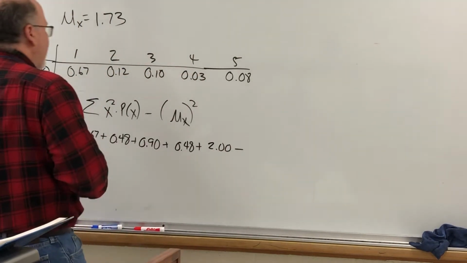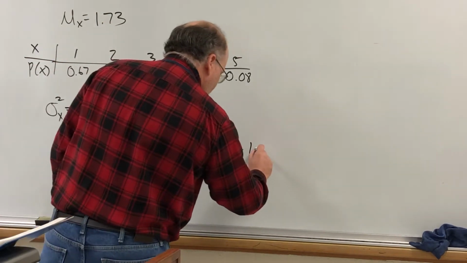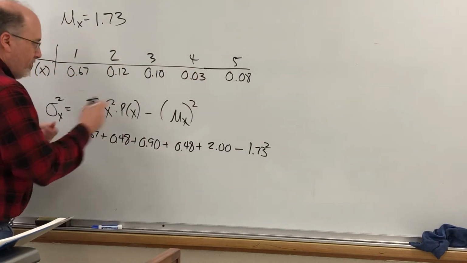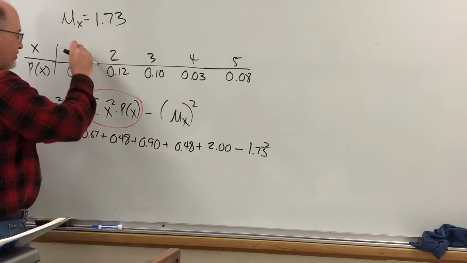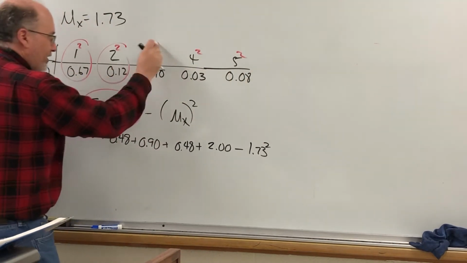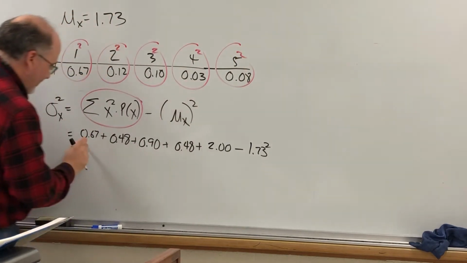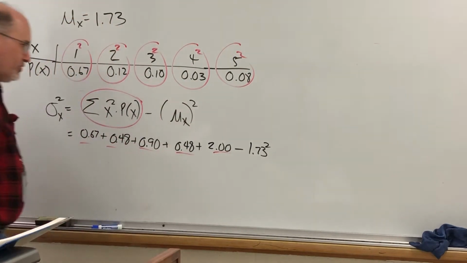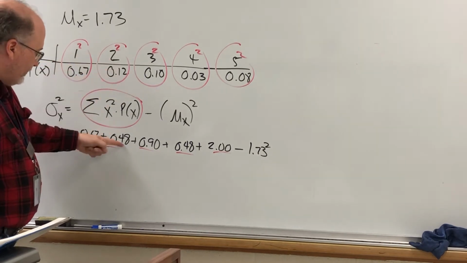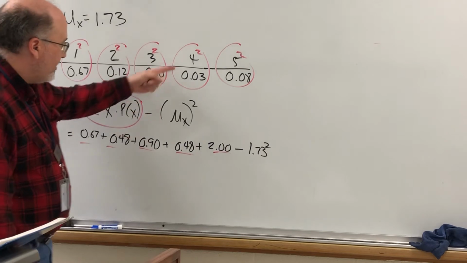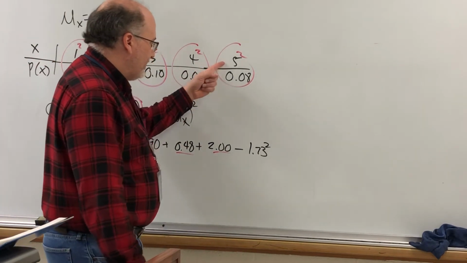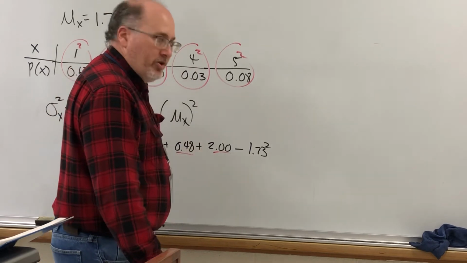And then we have to subtract from that the square of 1.73. And again, if you'll please forgive me, I'm going through this part quickly, which basically says square each one of these, multiply it times its probability, and then add them up. Let me just make sure that I did those correctly. Well, this one's easy. 1 times this is that. 4 times 12 is 48. 9 times 10 is 90. 16 times 3 is 48. And then 25 times 0.08 is 2.00.